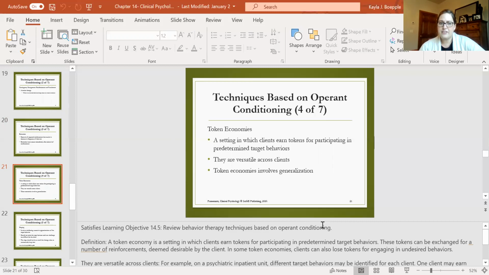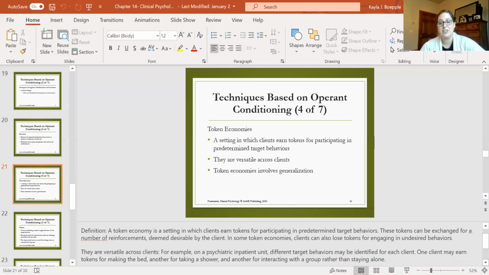So when we talk about the definition of a token economy, it is a setting in which clients earn tokens for participating in predetermined target behaviors. These tokens can then be exchanged for a number of reinforcements deemed desirable by the client. In some token economies, clients can also lose tokens for engaging in undesirable behaviors.